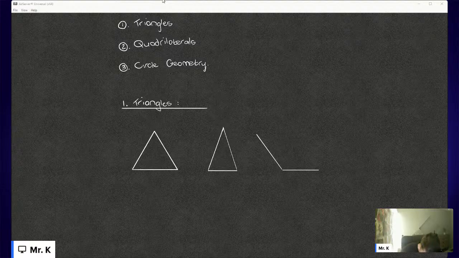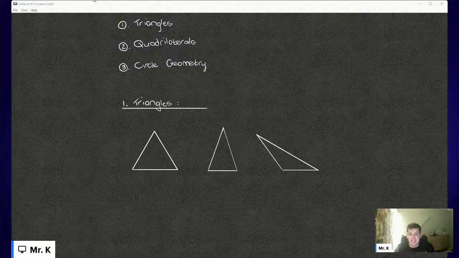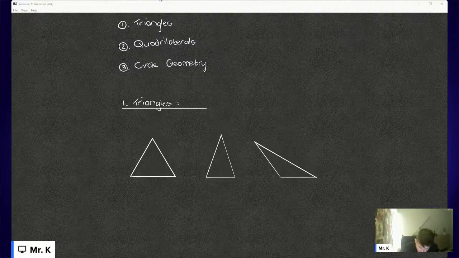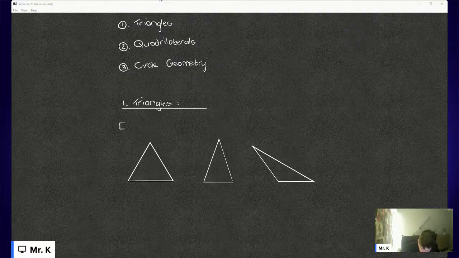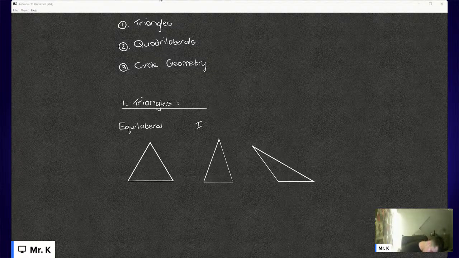So we need to know not only the names, but more importantly, the features or properties of the different triangles, because these are used on a consistent basis in the world of geometry. So if we don't understand these three, we're going to have a tough time understanding the geometry itself. So listen to me. The first kind of triangle is what we call an equilateral triangle. Second, we have an isosceles triangle. And finally, the third is a scalene triangle.